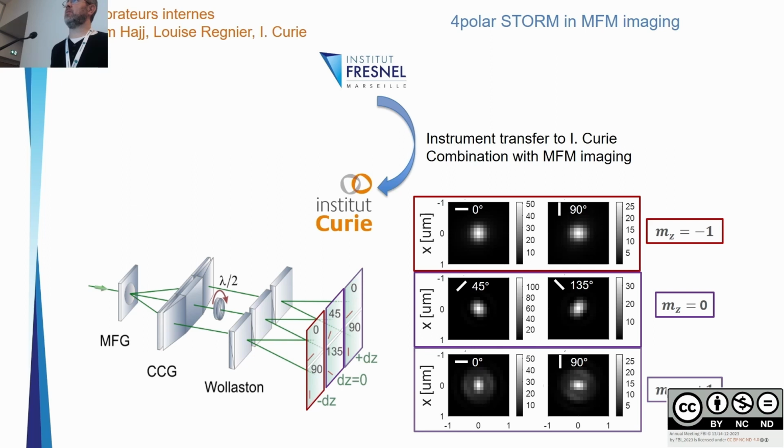Also with Curie, with Bassam, Aj, and with Régnier, a transfer to combine this time with multifocus microscopy imaging. I don't know if you know multifocus imaging, but basically it looks like this. You have, in the same image, different sub-images at different Z. And here we combine the polarization, with 45, 135 here, and 0, 90, to be able to retrieve also the orientation in 3 different planes at the same time.